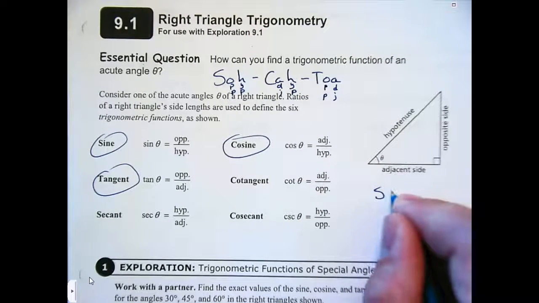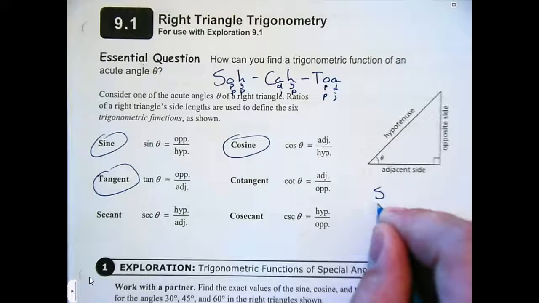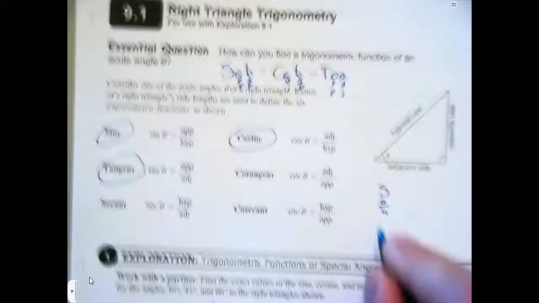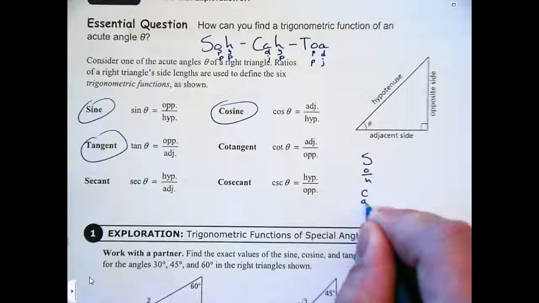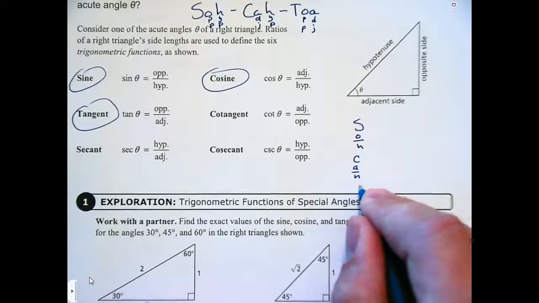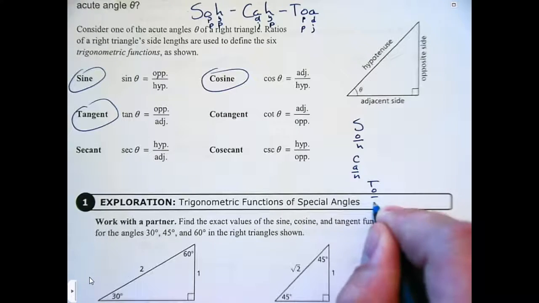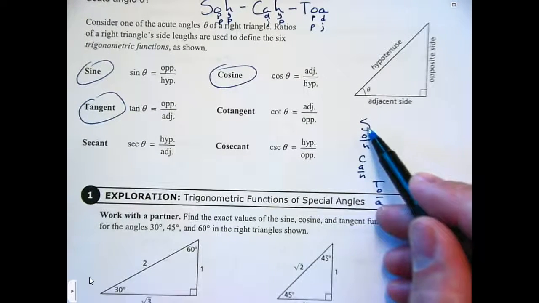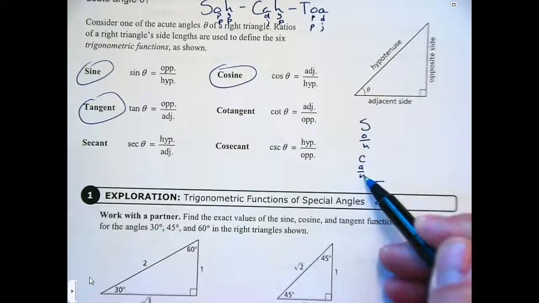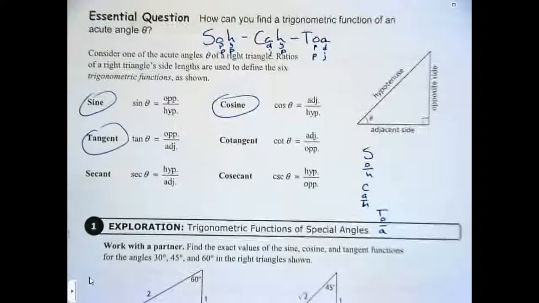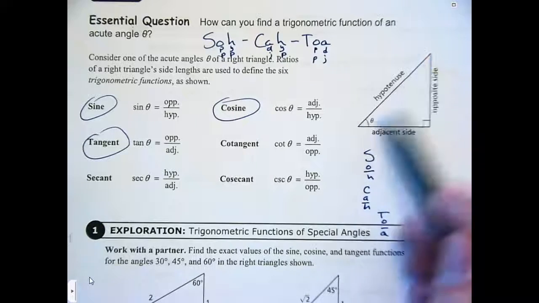One way to write Sohcahtoa is to write it this way, so you can actually see the fraction. Sine is opposite over hypotenuse. Adjacent over hypotenuse is cosine, and tangent is opposite over adjacent. What we mean there is based upon our angle.